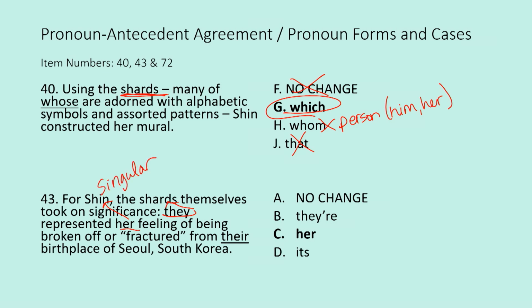One person. Well, we know that they're talking about her. They're talking about Shin because they're talking about a birthplace, their birthplace. So we know it's going to be her. Why isn't it be?